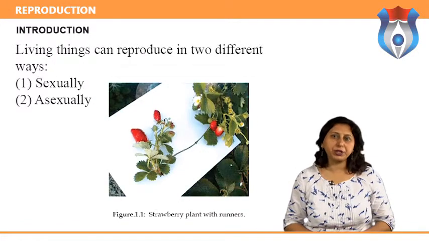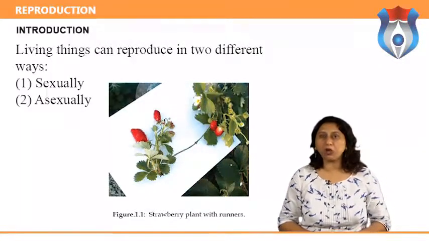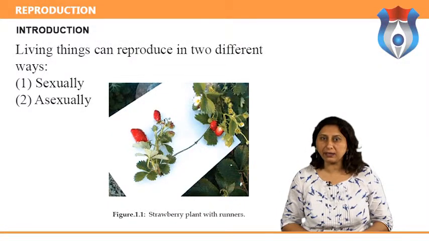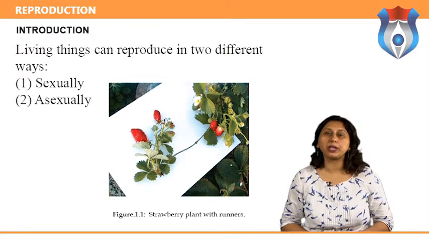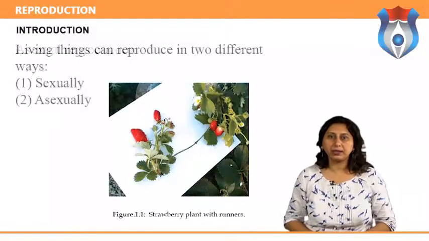Living things can reproduce in two different ways. Sexually, through the union or mating of male and female. Asexually, which does not involve the union of male and female. Let's find out more about them.